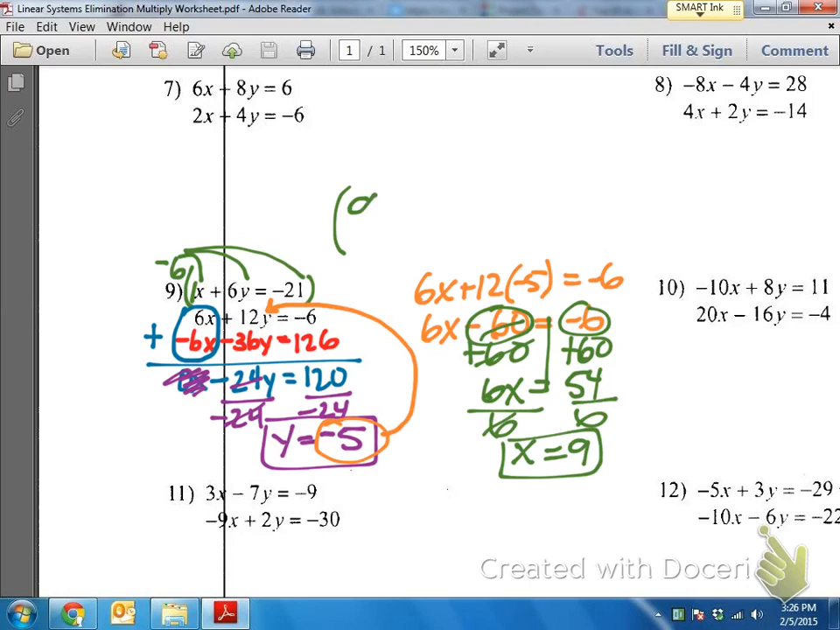So now I have x, I have y. My x part is 9. My y part is negative 5. And that is my solution to this system.